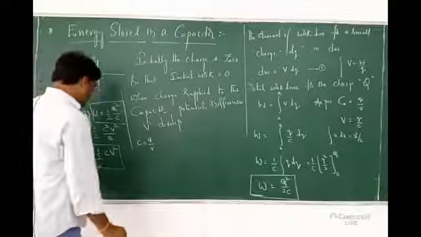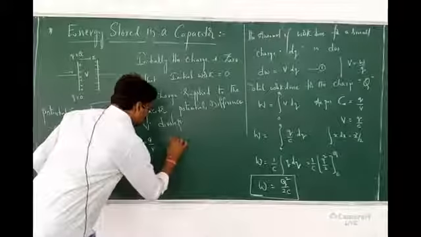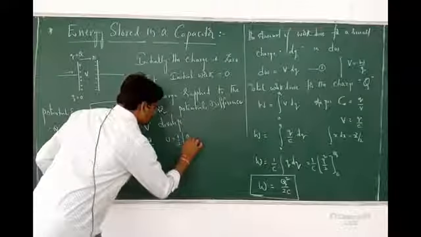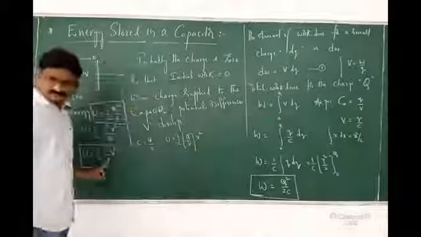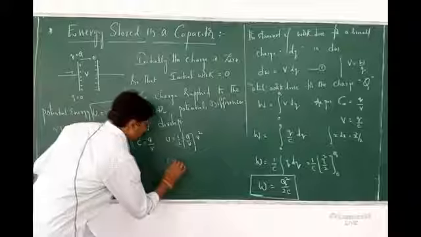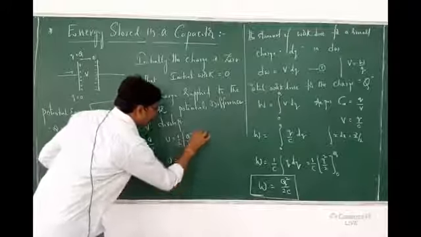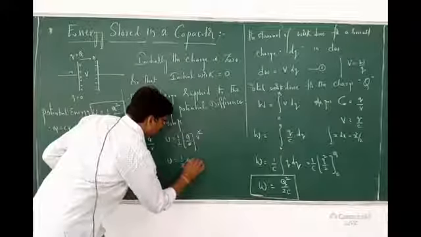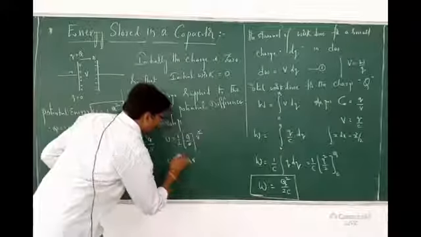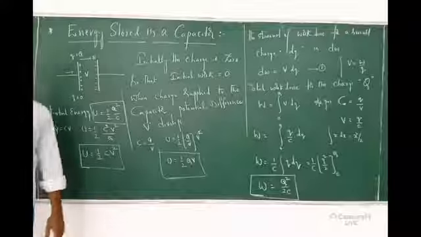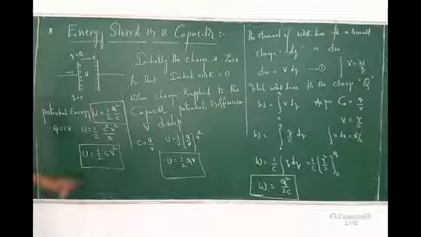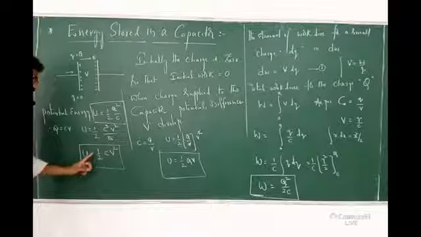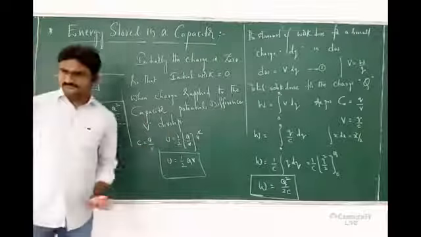C is equal to Q by V means U is equal to half into Q by V into V square. Correct? So U is equal to half, V cancels, half QV. Correct? Half QV. Totally how many expressions do I have? Three expressions. The first expression is half Q square by C, half CV square, half QV.